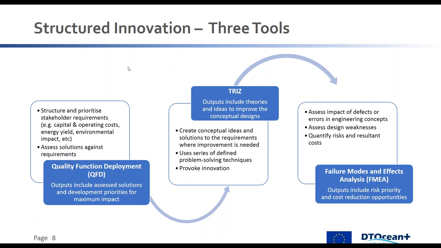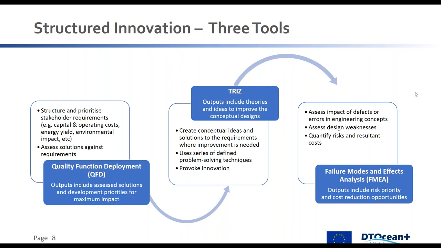The first tool within the structured innovation set is quality function deployment. Some of you may be familiar with some of these tools, some of you not, so I'll give a very brief introduction to each one of these in turn. This is very much the QFD, very much around enabling you to structure and also prioritize the requirements of a whole range of different stakeholders to understand the relative importance and interactions of those requirements.